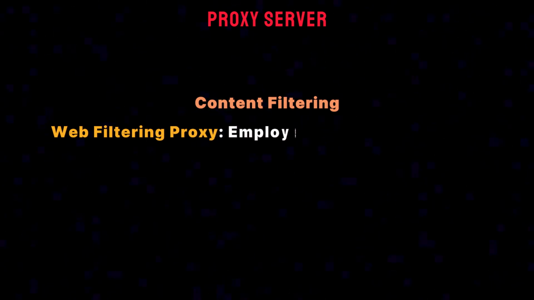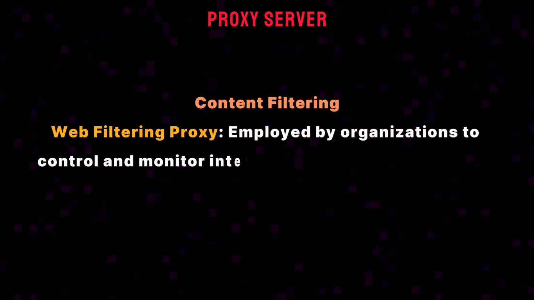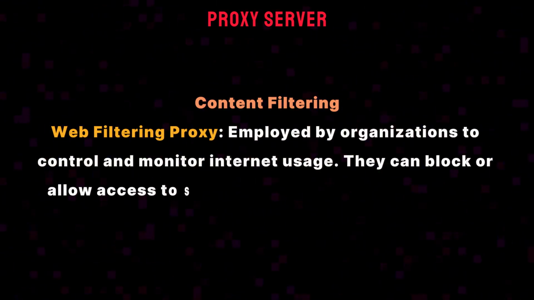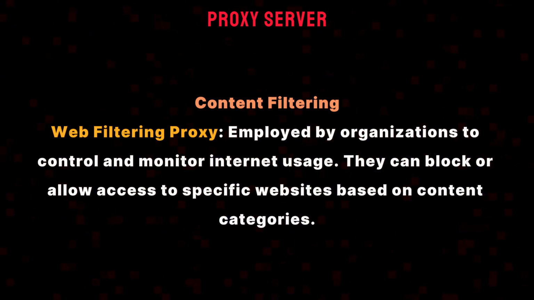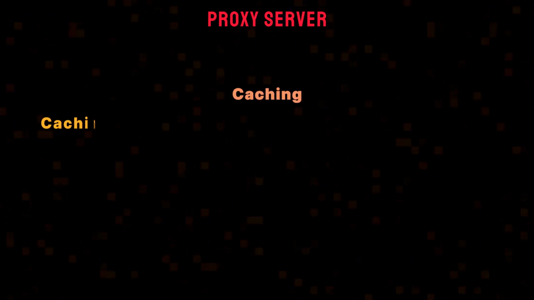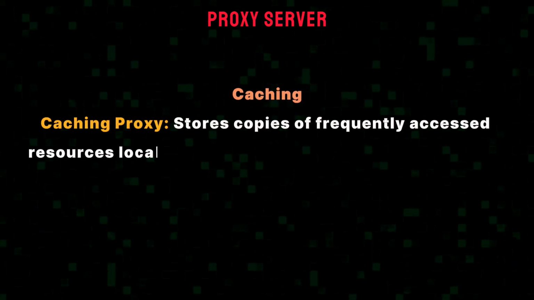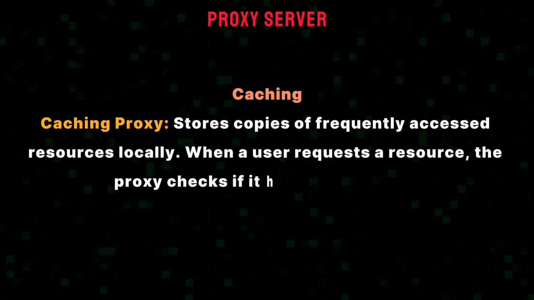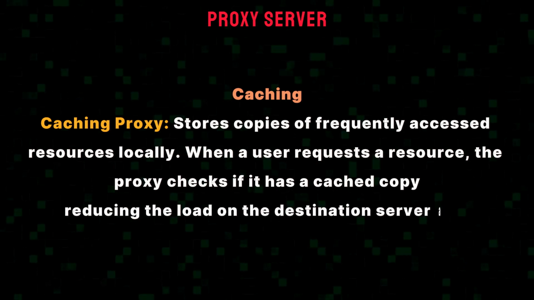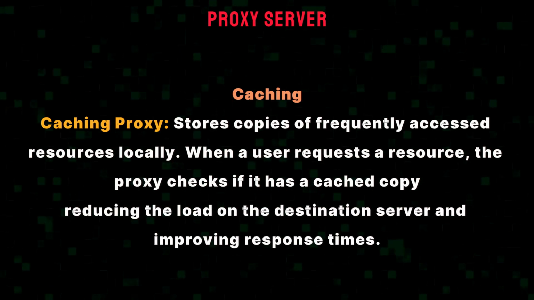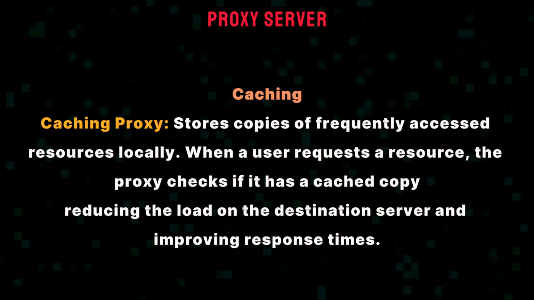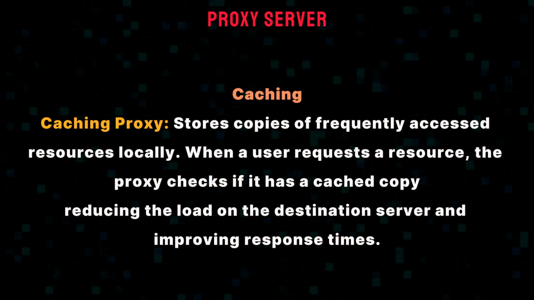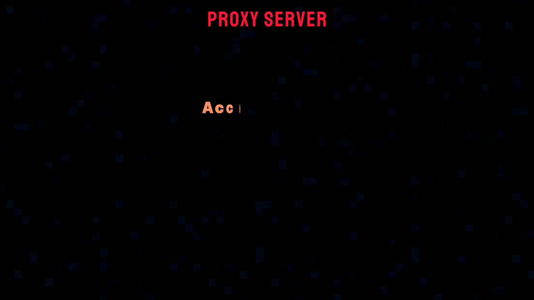Content filtering. Web filtering proxies are employed by organizations to control and monitor Internet usage. They can block or allow access to specific websites based on content categories. Caching. A caching proxy stores copies of frequently accessed resources locally. When a user requests a resource, the proxy checks if it has a cached copy, reducing the load on the destination server and improving response times.